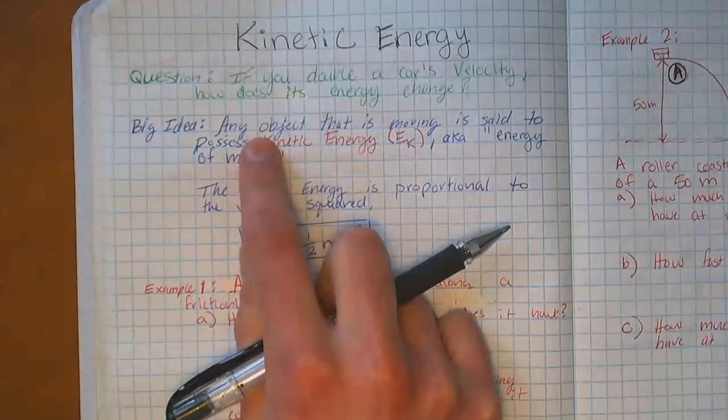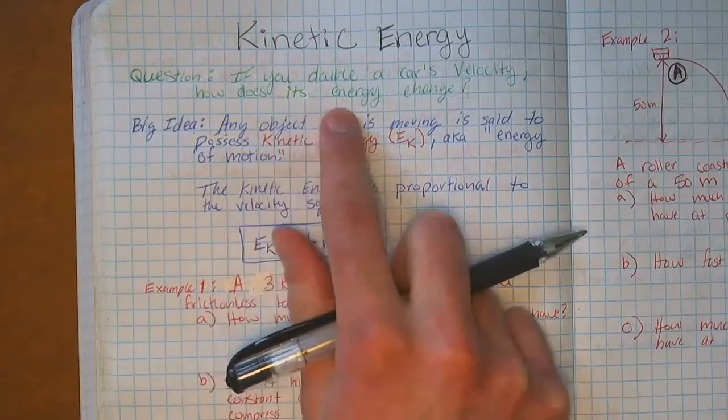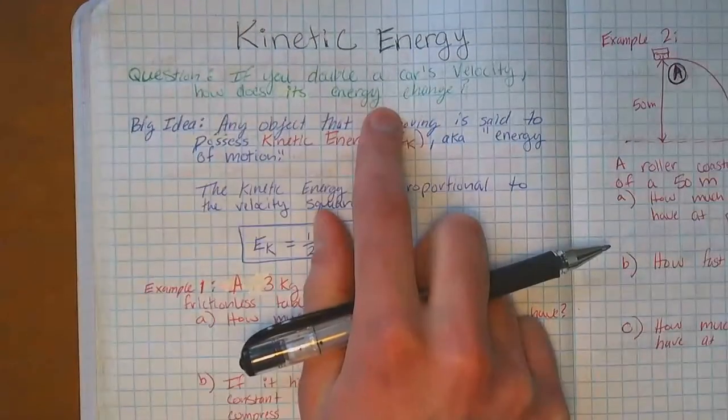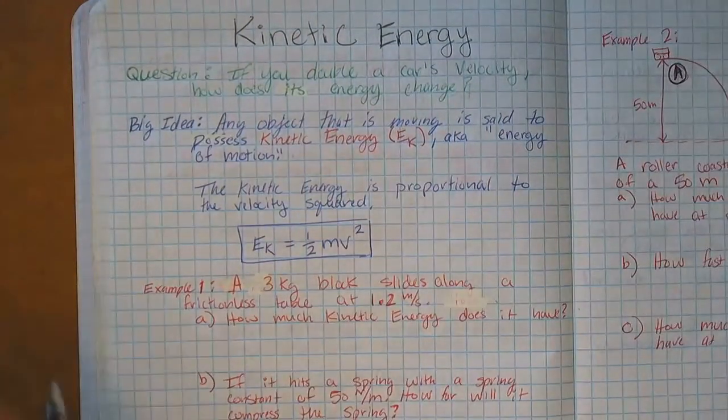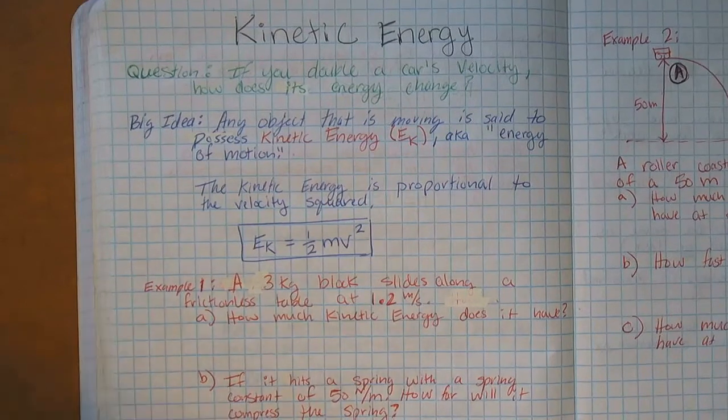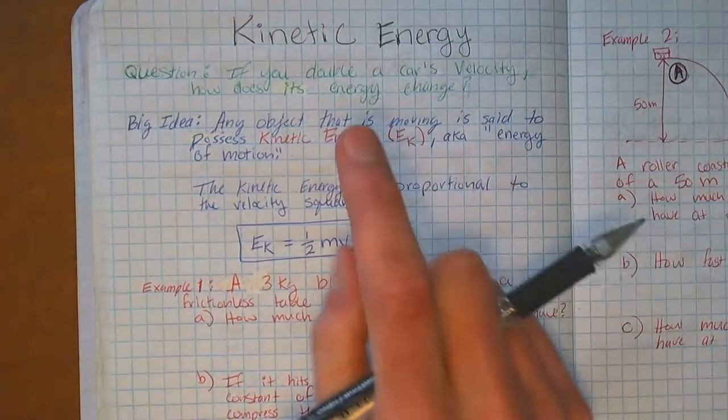So the question that's guiding our notes here is: if you double the car's velocity, how does that change its energy? Meaning, if you double the velocity, is that going to double the kinetic energy? Is it going to quadruple the kinetic energy? Is it going to halve the kinetic energy? How is the velocity related to the amount of kinetic energy you have?